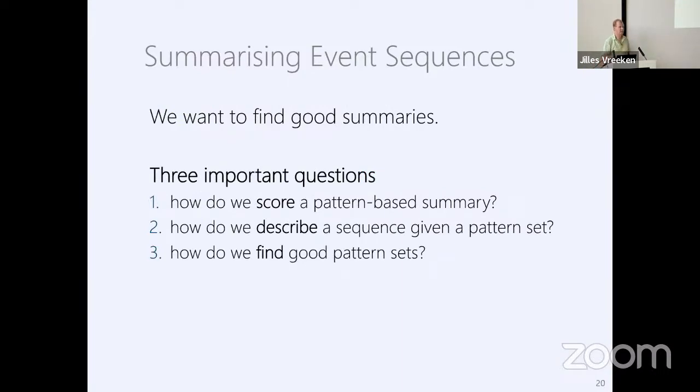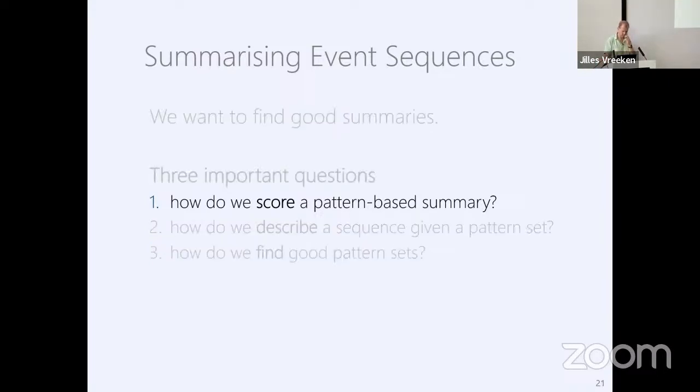In order to do so, we need 3 main ingredients. We need a score: how good is such a summary? We need to determine, once we have the score, how we can actually describe a given chunk of data using those patterns, or in other words, how we actually compute the score. Because for the score we need some statistics. How do we compute the statistics to compute the score? And then finally, last but definitely not least, how do we find good pattern sets? As you can see, I'm walking from knowing more to knowing less. Let's start with the summary itself.